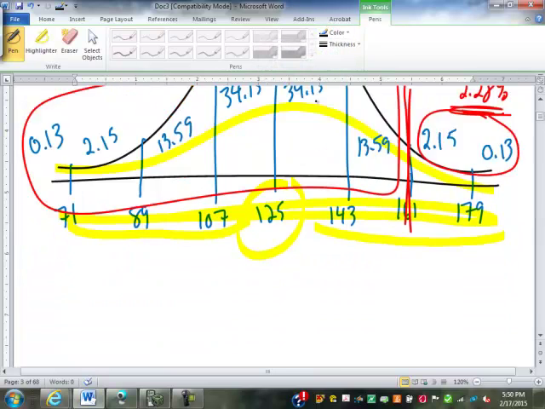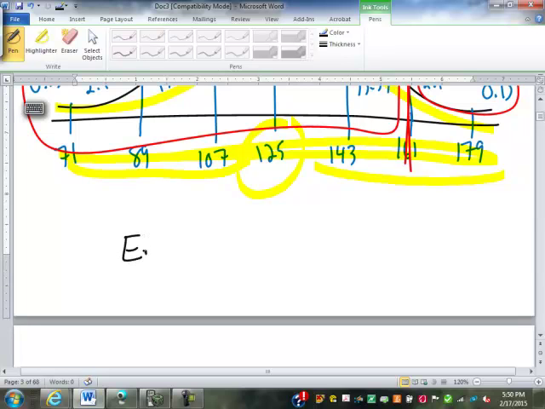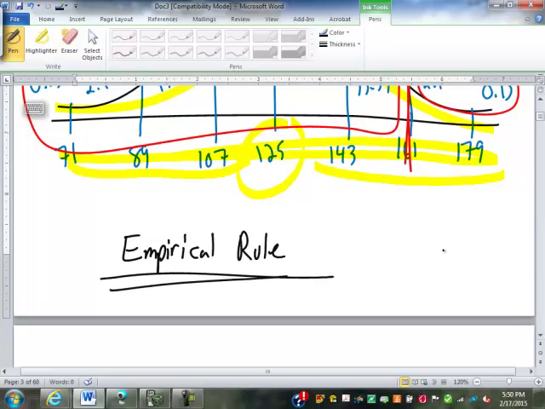This is, by the way, what we call the empirical rule. Those percents, like I said, never change. As long as it is a closely distributed or normally distributed set of data, those percents will be accurate whenever we know the mean and the standard deviation of that data.